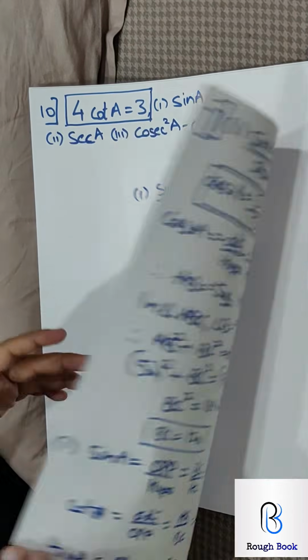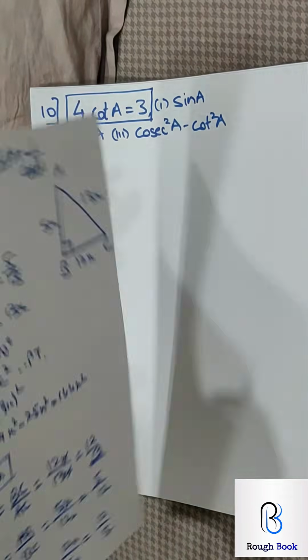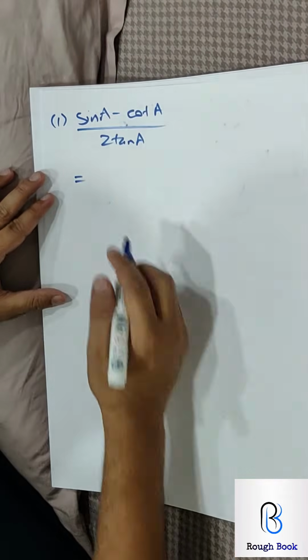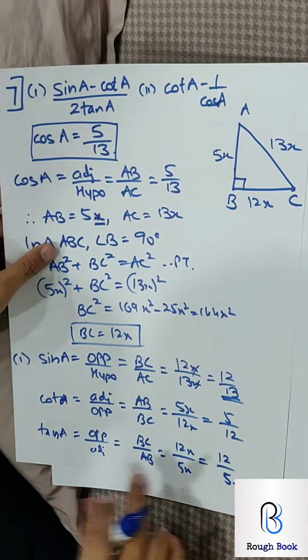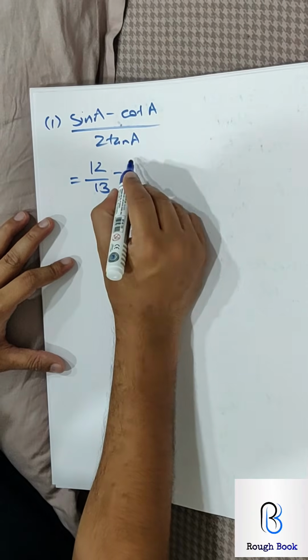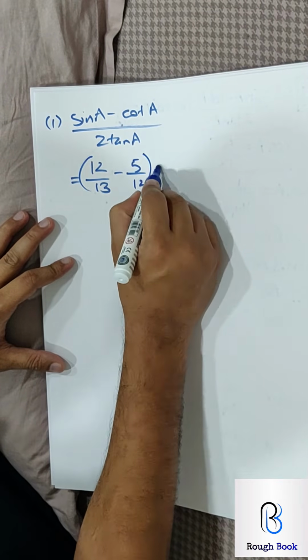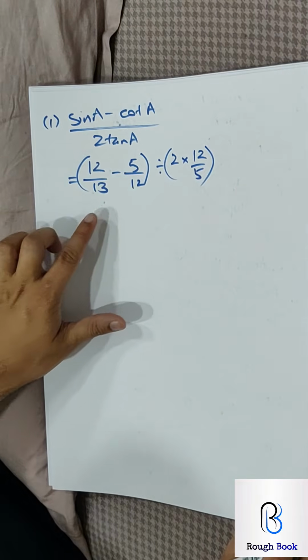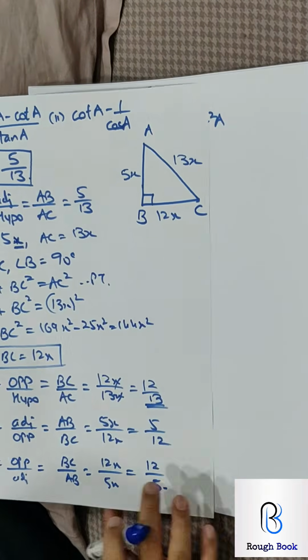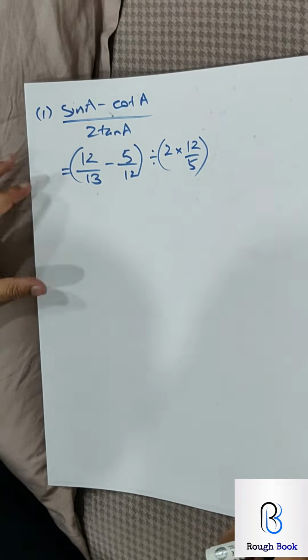So what is my sin A? 12 by 13, minus cot A upon tan A. Cot A is 5 by 12, tan A is 12 by 5. So 5 by 12, and the whole thing divided by 2 times 12 by 5. Have I copied it correct? 5 by 12 and 12 by 5. Correct. So let's check now.